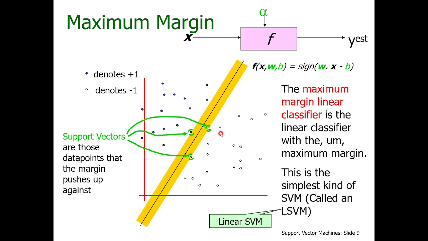So this is also called the simplest kind of support vector machine, called an LSVM. It means, suppose you maximize the margin. In that case, the number of samples from the -1 class has increased to 2, and one sample from the +1 class.